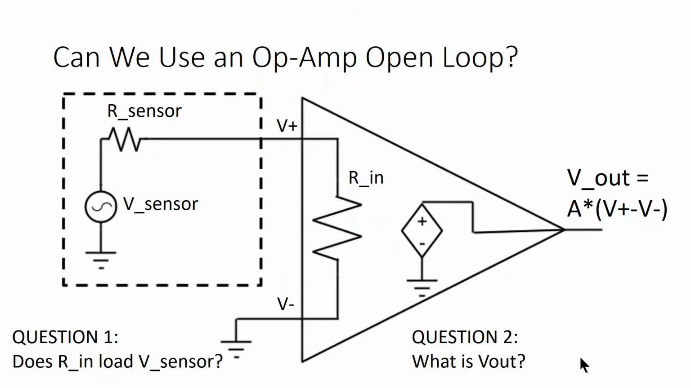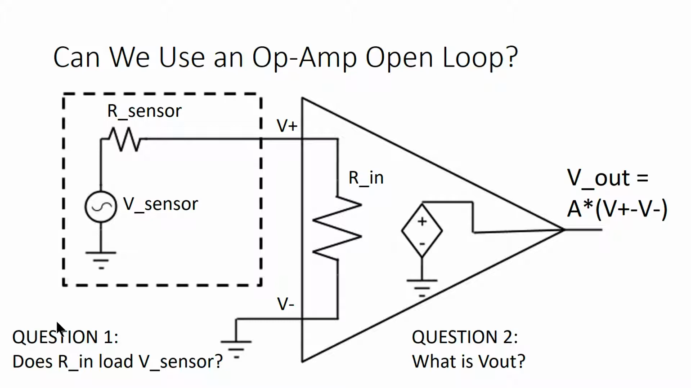Okay, so I've promised that op-amps are going to help this problem somehow or another. So let's put an op-amp between our sensor and the multimeter. The first thing to figure out is summarized in question 1 in the lower left here. Does Rin load the sensor? Or put another way, does adding the op-amp still load the multimeter? Take a second to answer it yourself.